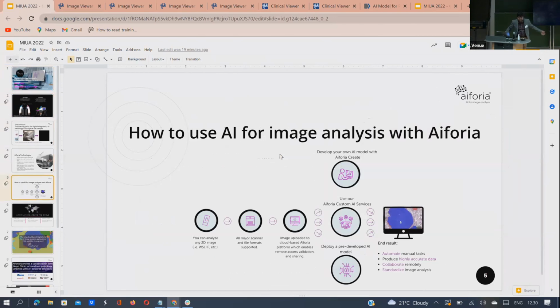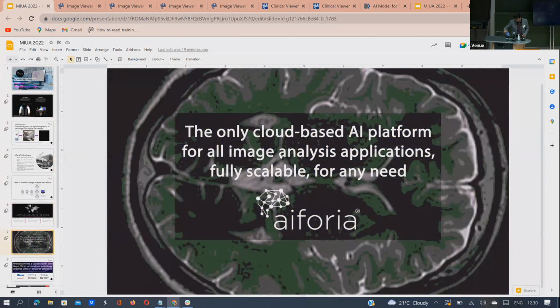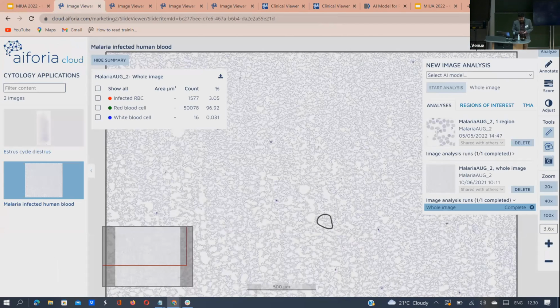Workflows, I'm not going to talk about neural networks. It's going to take too much of time. Again, some marketing stuff. I think I'll just switch to the software itself. We provide imaging solutions, image analysis solutions.